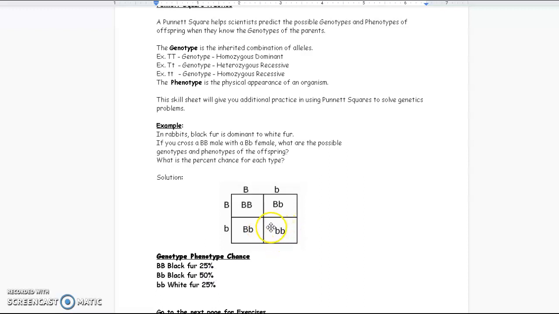Now, there is one homozygous recessive offspring left. That offspring is white fur. Recessive alleles will always be expressed when there is no dominant allele present. And so 1 out of 4, 25% chance that the offspring will have white fur. That is how you interpret the results of this Punnett square.